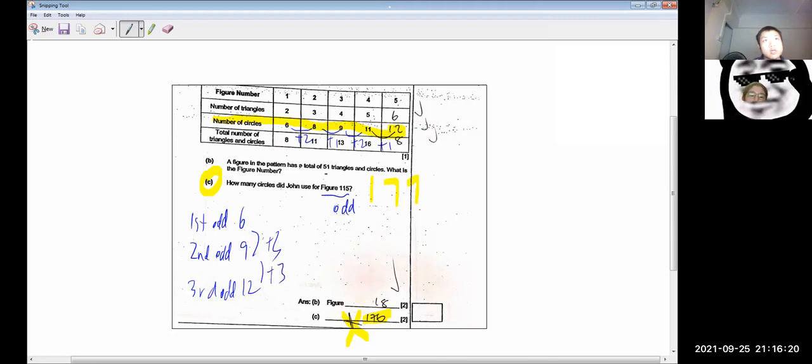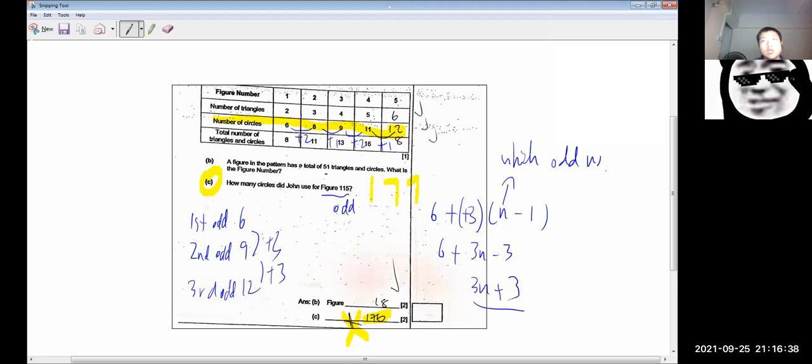Then I can actually use the formula, which is first number plus the difference, plus 3 times n minus 1. This is the which odd number. So you simplify this, you get 3n minus 3, so it's 3n plus 3. Okay, good. Can I ask you, what is 115? 115 is which odd number?